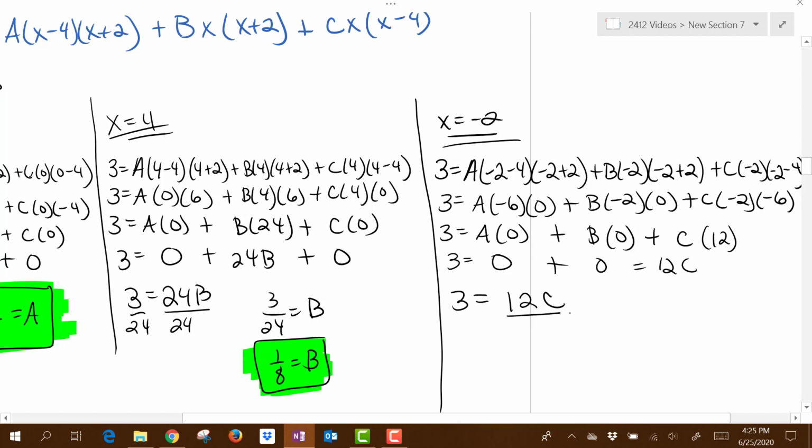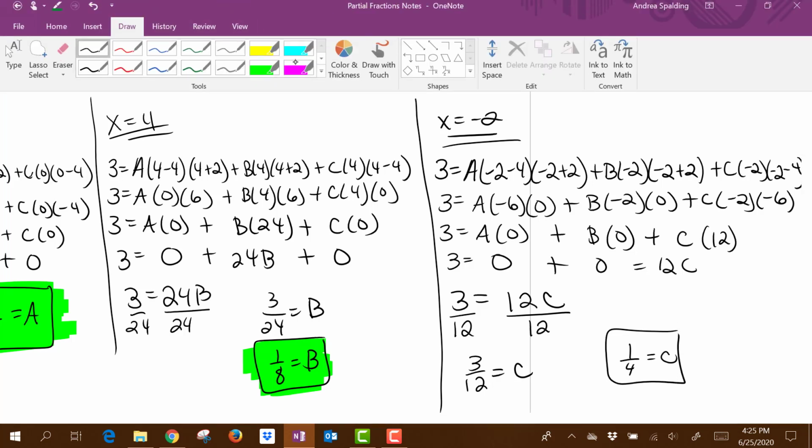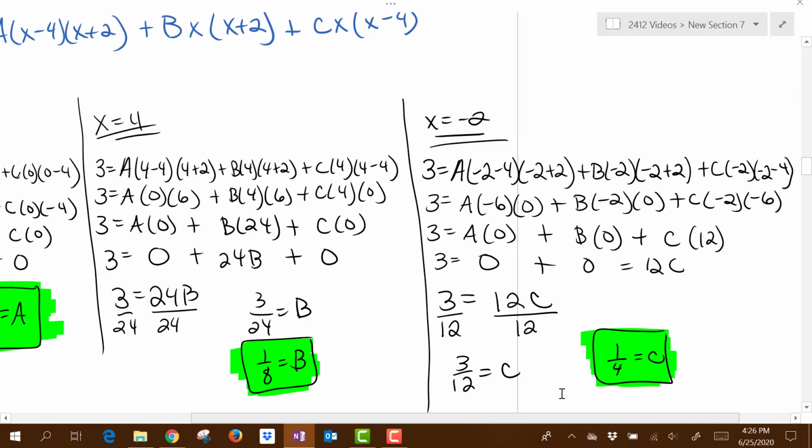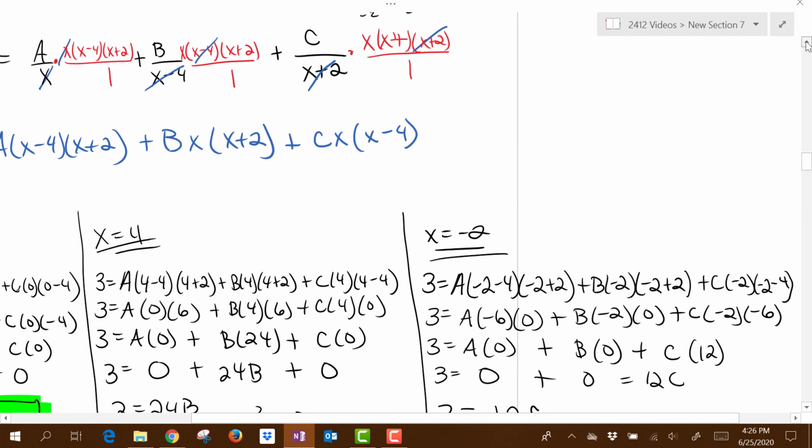And the last thing I'm going to do there is solve for c by dividing both sides by 12. So I get 3 over 12 equals c. And once again, we always want to reduce our fractions. Dividing the top and the bottom by 3, I get 1/4. Okay, and there is the last value that we were looking for. So we found the values for a, b, and c. Now let's go back up and just take a peek at what our final answer would be there.